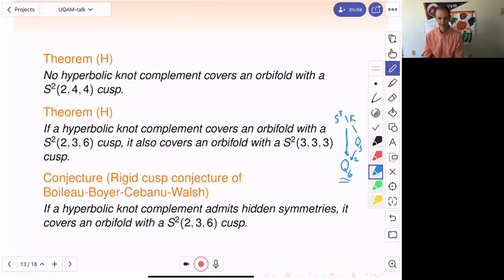This is related, but not quite enough to settle a conjecture of Boileau, Boyer, Sabano, and Walsh. They conjectured that if you have a knot admitting hidden symmetries, then whenever you see an irregular cover, you always see a quotient down to an orbifold with a (2,3,6) cusp. I can lazily say maybe what you really wanted to say was that you'd always have the S2(3,3,3) cusp, but that's a complete sham of an argument. It's just by convenience in light of the other theorem, right?